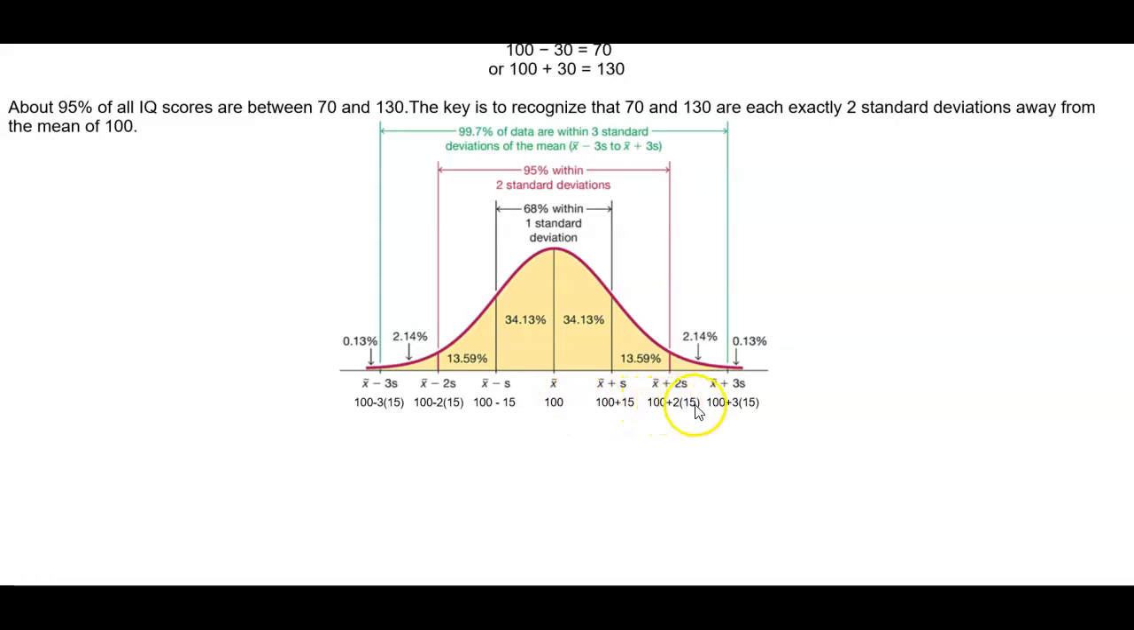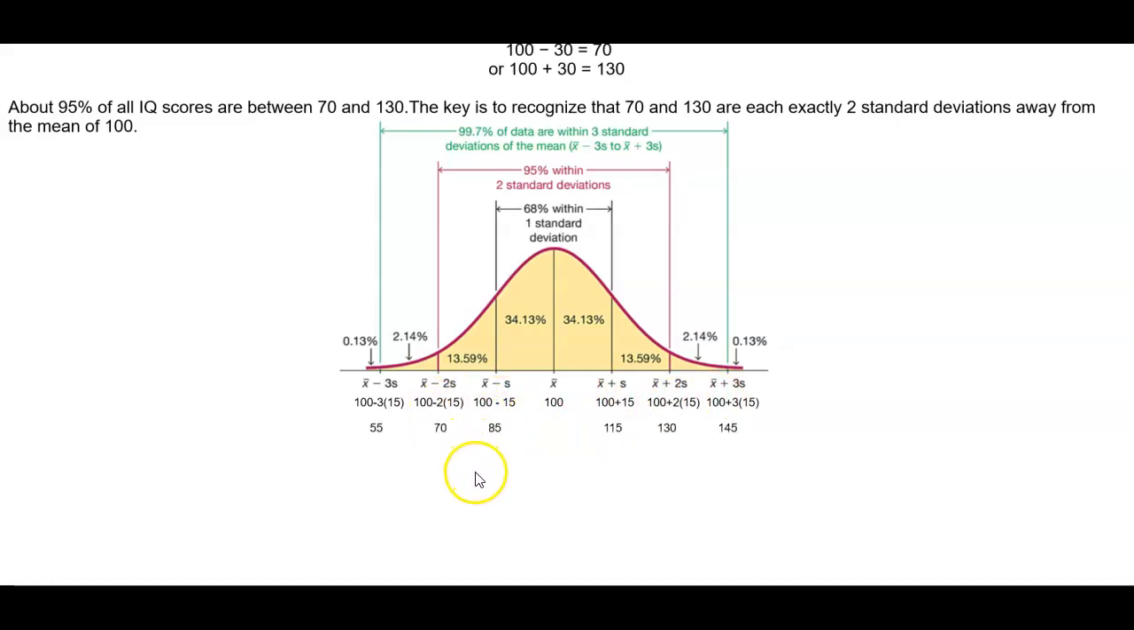100 plus 2 times 15 is 2 standard deviations away from the mean. And 100 plus 3 times the standard deviation of 15 is 3 standard deviations away from the mean. Similarly, if we go to the left now, 100 minus the standard deviation of 15 is 1 standard deviation below the mean. 100 minus 2 times the standard deviation is 2 standard deviations below the mean. And 100 minus 3 times 15 is 3 standard deviations below the mean. So again, when you're adding, you're above the mean. When you're subtracting, you're below the mean.